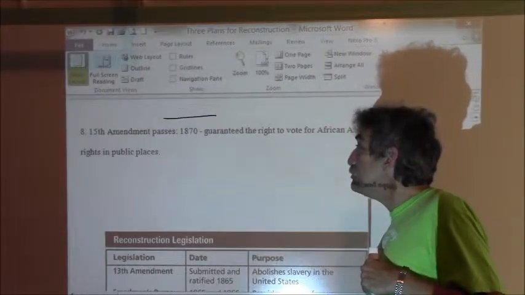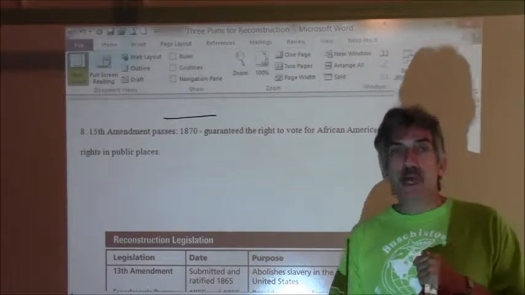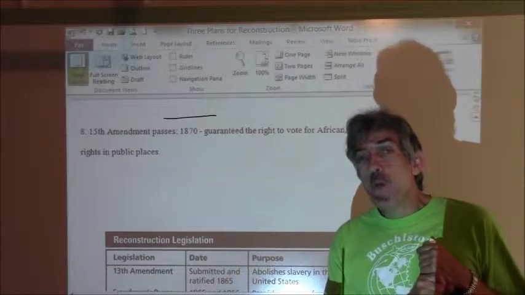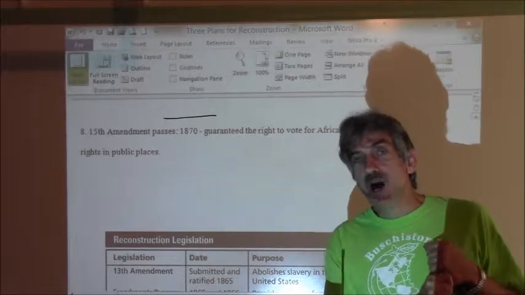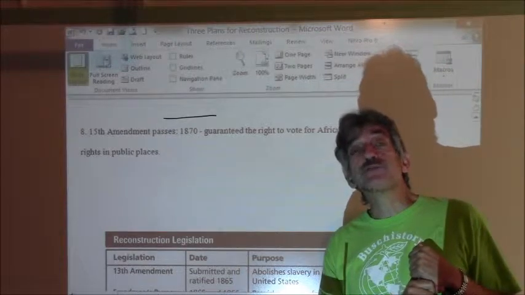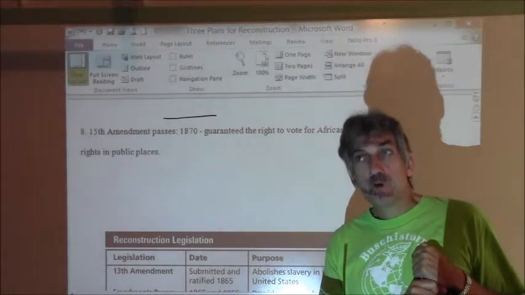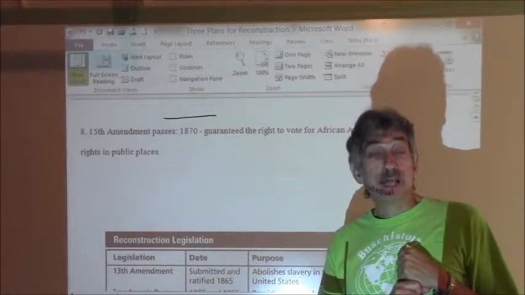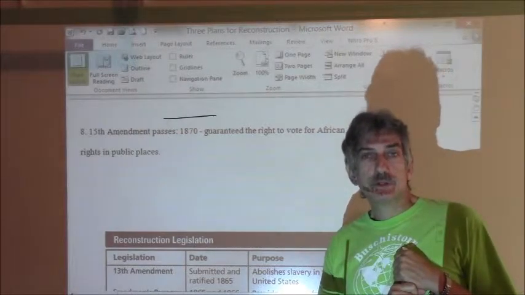In 1870, the 15th Amendment is going to pass. The 15th Amendment guarantees all males born in the United States, who are already citizens under the 14th Amendment, shall now have the right to vote. Okay, so what that means is the former slaves, the male slaves, now have the right to vote.